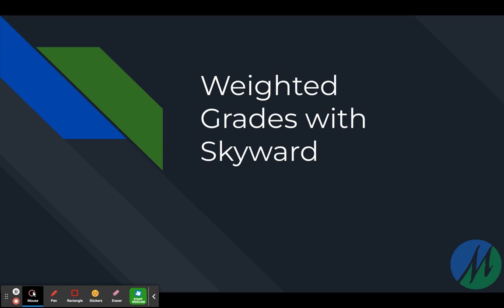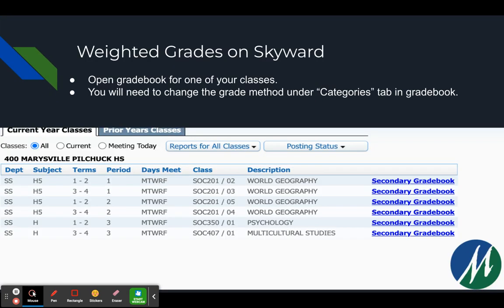For those of you who might want to use weighted grades with Skyward, I'm just going to walk you through that. So you do have to kind of go in and do this for each individual class. You can't, unfortunately, apply the same thing to all classes. They have to be individually switched. So you're going to open your grade book for one of your classes. You'll need to change the grade method under categories, and I'll show you that in a moment, under the tab in the grade book.